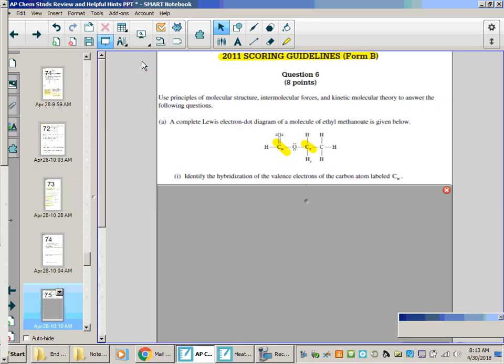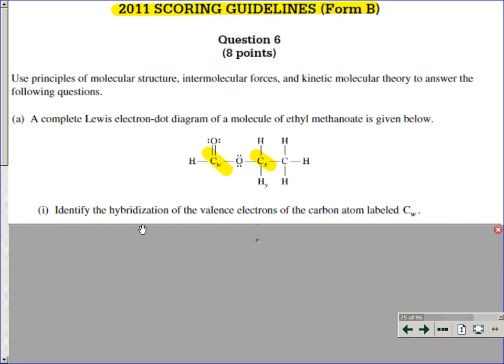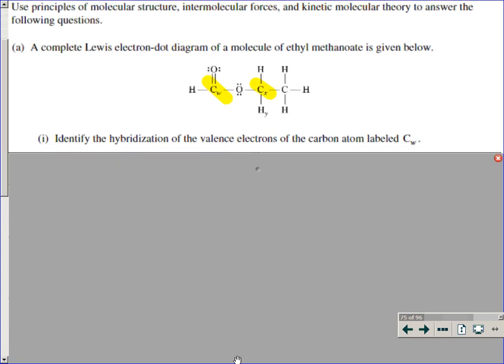Alright, so we're on that 2011 one, and you probably noticed some of you were like, we just drew this. Well, that's okay. It's still good practice even if you see it twice in 2 minutes. So you have a structure. Basically, you're just identifying the hybridization.